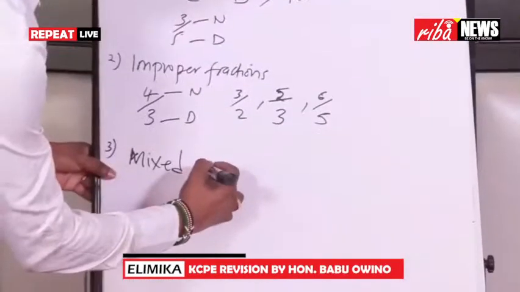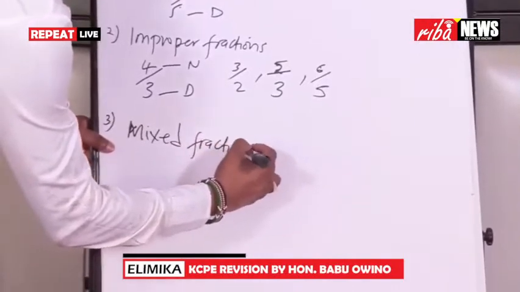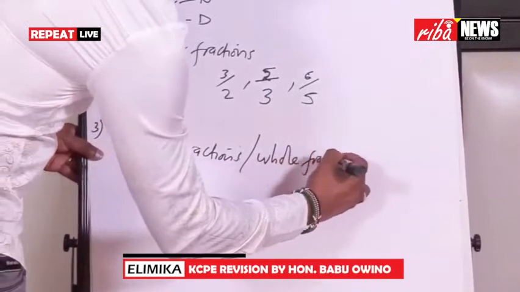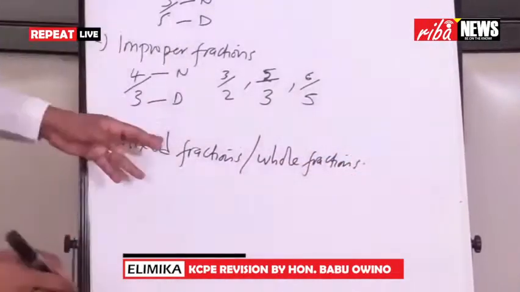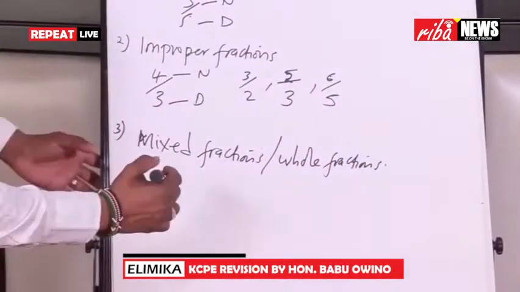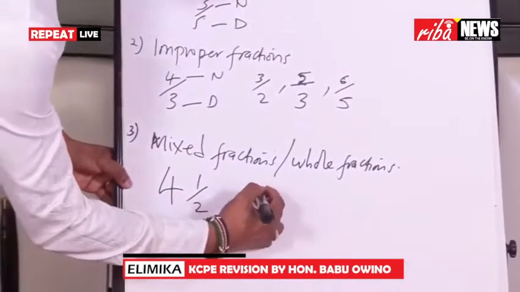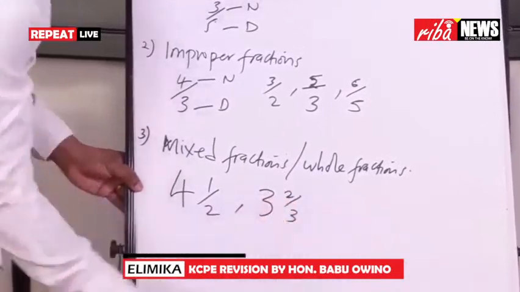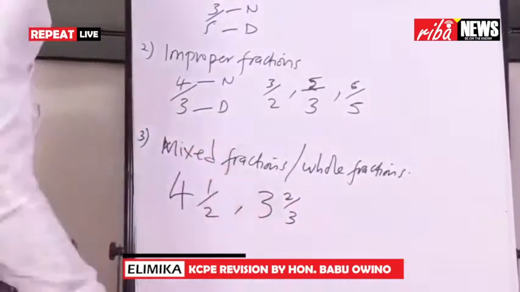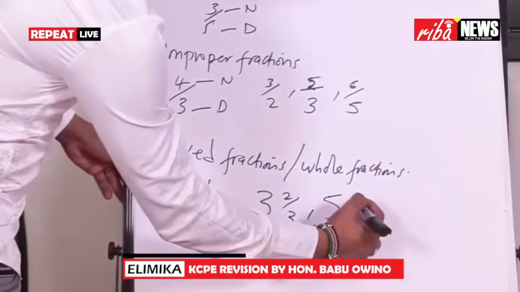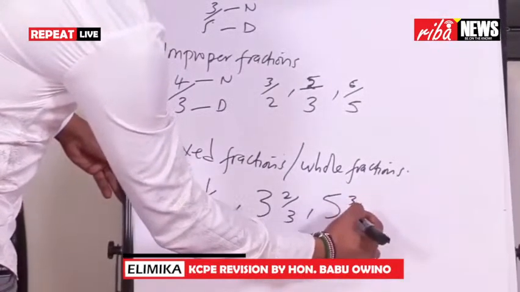Mixed fractions, which are also called whole fractions. So in a mixed fraction, it is a mixture of a whole number and a fraction. A mixture of a whole number and a proper fraction. A mixture of a whole number and a fraction.